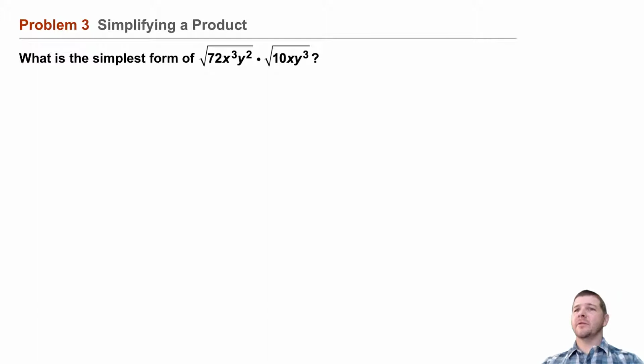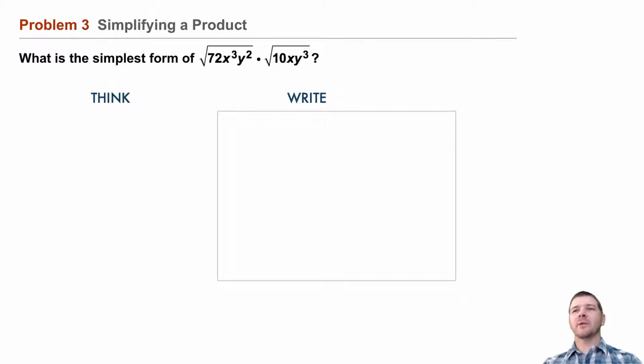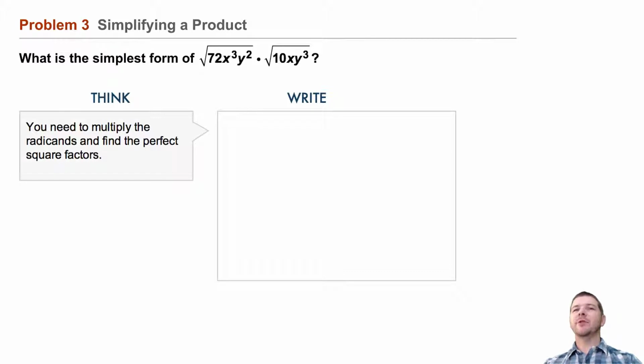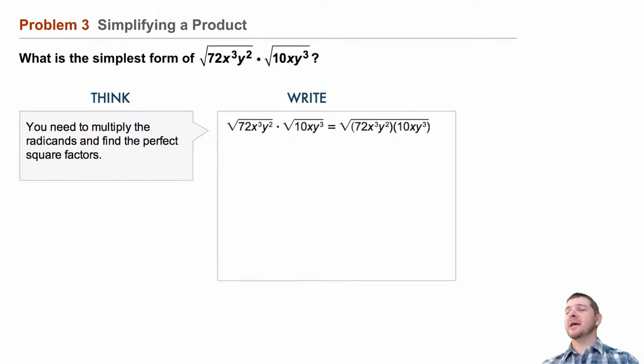What is the simplest form of the product, the square root of 72x cubed y squared, times the square root of 10xy cubed? Consider what you may think on the left and what you may write on the right as you work through this problem. First think, you need to multiply the radicands to find the perfect square factors. And write the square root of 72x cubed y squared times the square root of 10xy cubed as the square root of the product 72x cubed y squared times 10xy cubed.